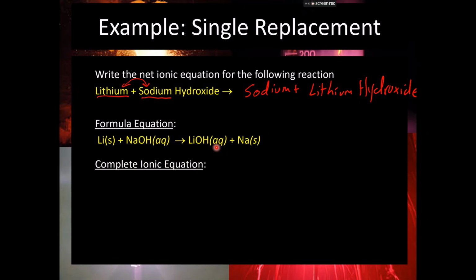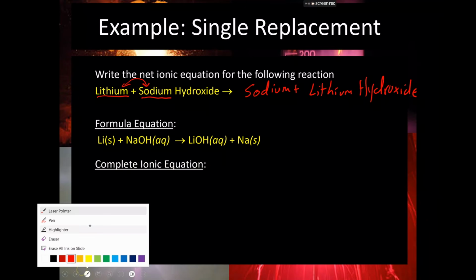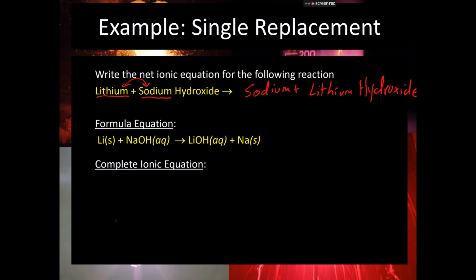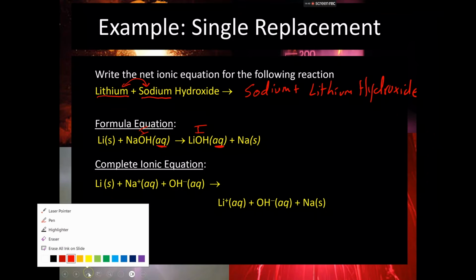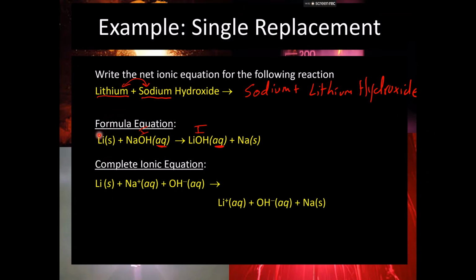Remember, to write the complete ionic equation, what are we going to do? We're going to find everything that is aqueous and ionic, or aqueous and an acid. So we have aqueous here, aqueous here, lithium hydroxide is ionic, sodium hydroxide is ionic. And we are going to separate those. So when we write the complete ionic equation, the lithium stays the same because the lithium is not aqueous and it's also not ionic. So lithium here is going to stay solid. So write it as Li solid. We're not going to change anything about it.